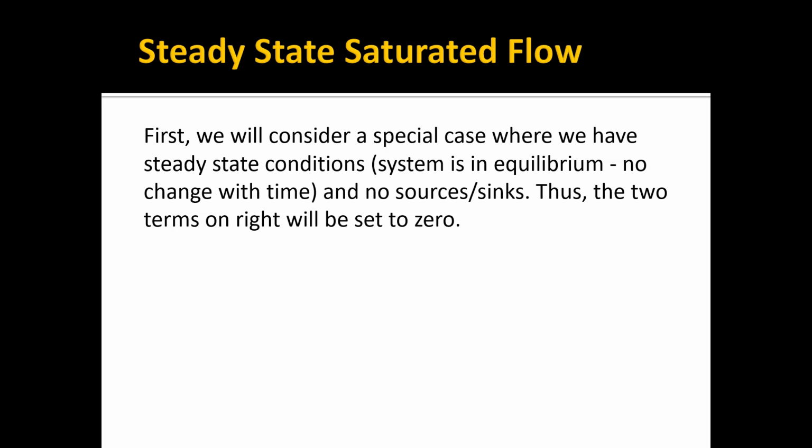So we are first going to consider a special case where we have steady state conditions. So that means that we have long-term average conditions, and the stresses or the inputs, the boundary conditions on our aquifer do not change. We're also going to assume, just for the time being, that we have no sources and sinks. We'll add that back later. And therefore, the two terms on the right are set to 0, and we are left with just this very simple inflow minus outflow equals 0. So that's our mass balance assumption.